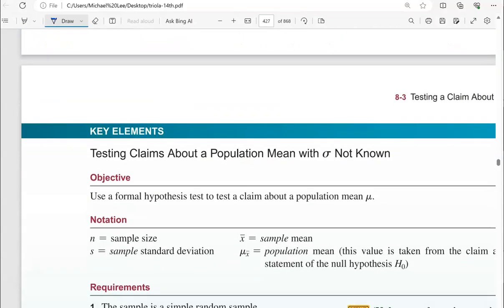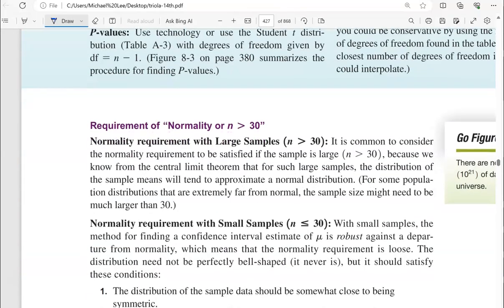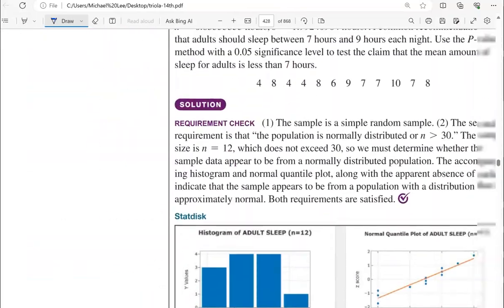Now we're going to do the sigma not known case. There are two cases, sigma known and sigma not known. We're not going to cover sigma known. We're going to do sigma not known. Okay, let's look at the question right away. Example here.